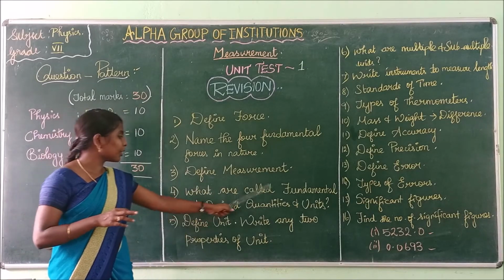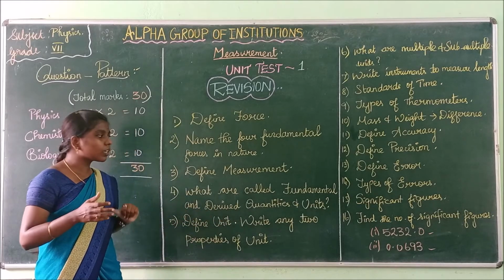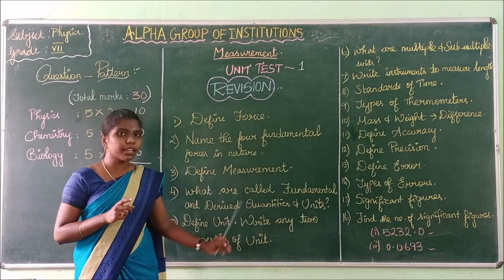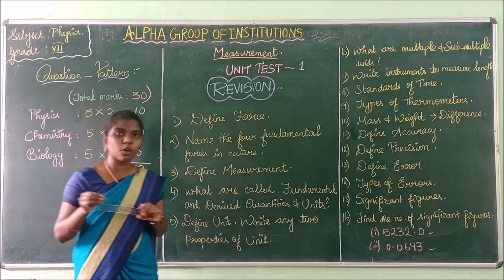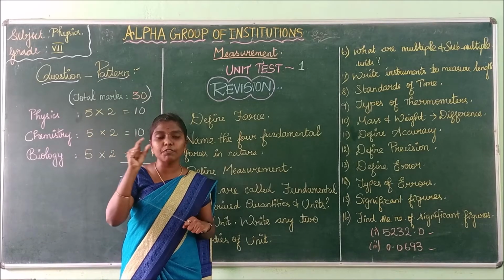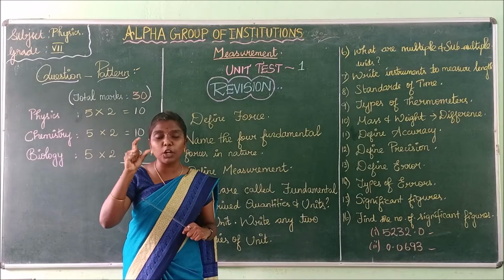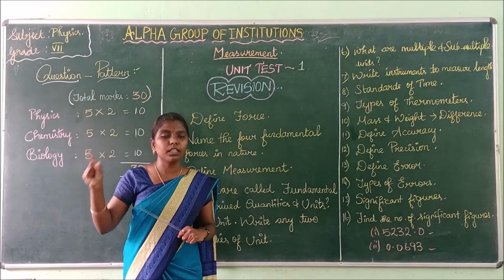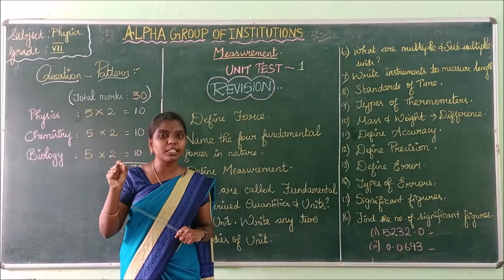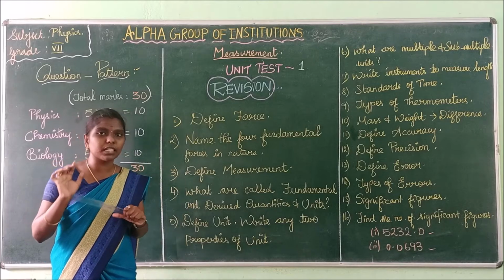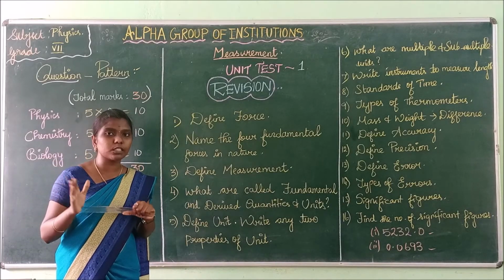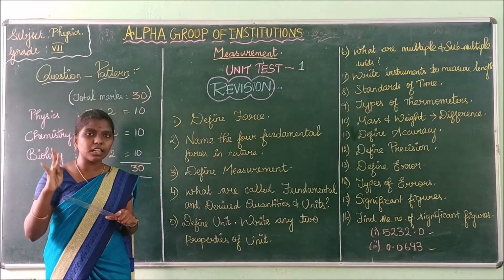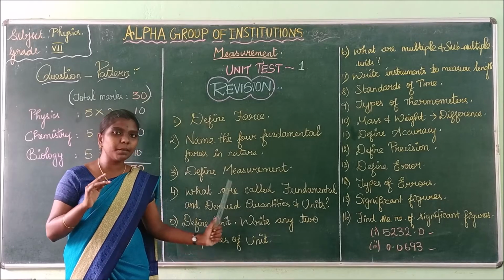What are called fundamental and derived quantities? For this question, you have to write the answer along with the examples. Fundamental quantities are the quantities that cannot be expressed in terms of any other physical quantity. The word cannot is very much important. Examples: mass, length, time. Three examples are enough.